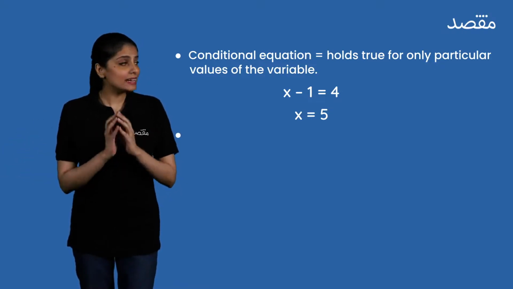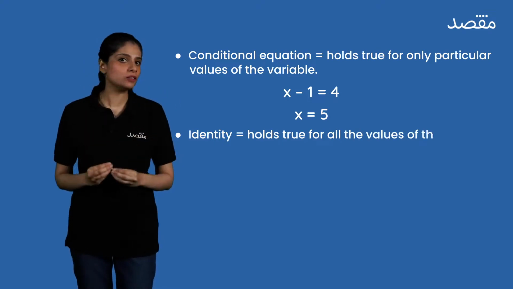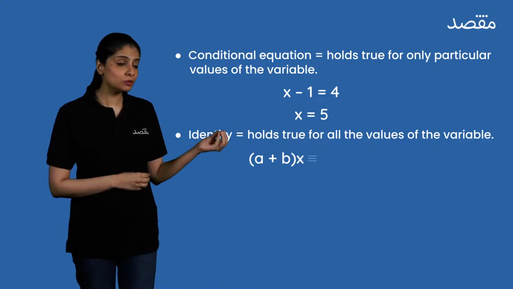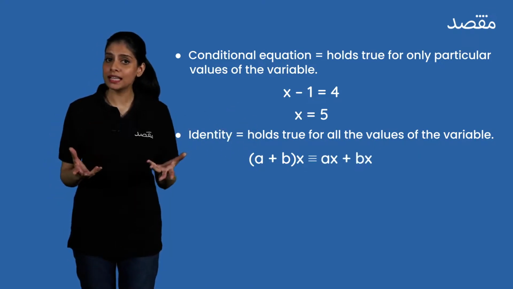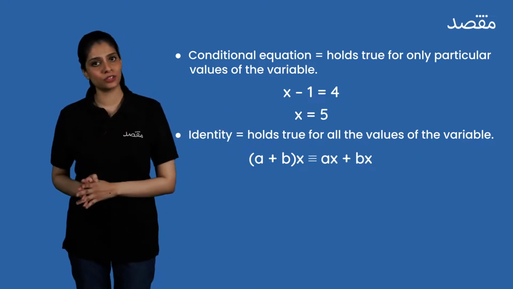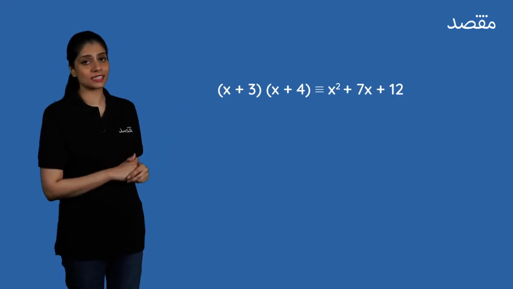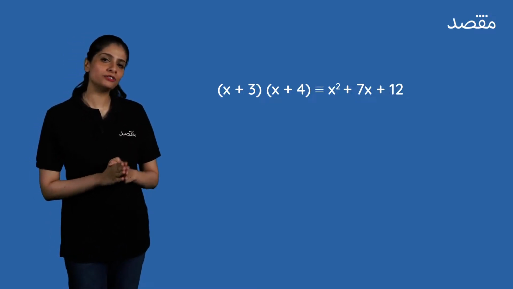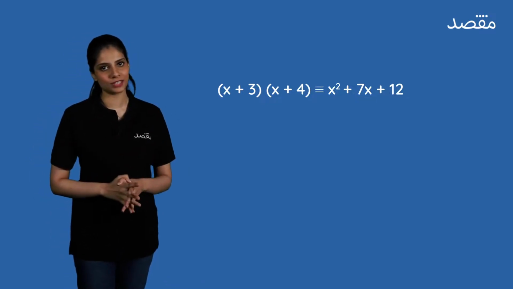What's identity? Identity holds true for all values of the variable, such as if we have (a plus b) into x, that would be equal to ax plus bx, and that would be true for all values of x. तो जब हम partial fractions को rational fractions में तोड़ देते हैं तो result आता है of an identity. इसका क्या मतलब है? That means both sides are equal for all values of the variable. So इसी fact को use करते हैं and let's look at the following theorem to evaluate partial fractions.